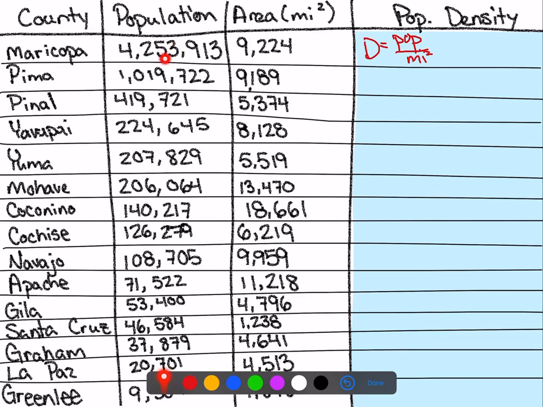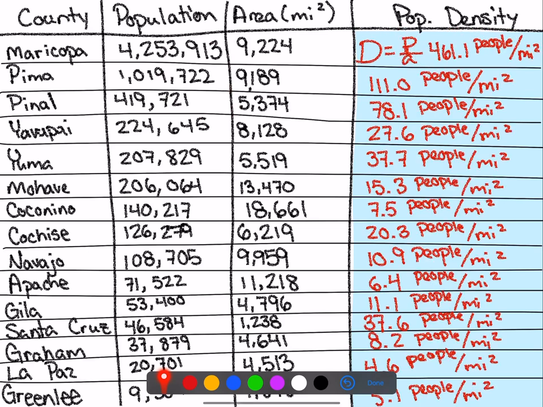Now you'll notice the more heavily populated areas are often the more population dense areas. However, that's not always the case, and we see that in Arizona as well. Looking at this, Maricopa County has 461.1 people per square mile. Pima, 111 people per square mile. Pinal County is 78.1. Yavapai, 27.6. Yuma, 37.7, and so on and so forth.